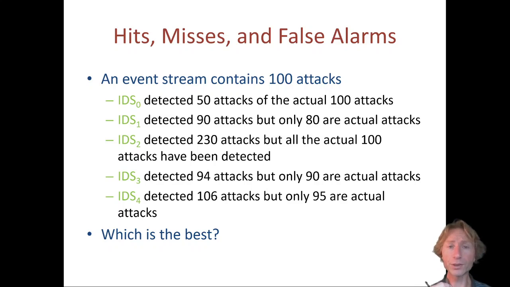Intrusion detection system 2 detects as many as 230 attacks, but at least all of the actual 100 attacks have been detected. IDS 3 detects 94 attacks, but only 90 of them are actual attacks. IDS 4 detected 106 attacks, but only 95 are actually attacks. Which of these intrusion systems is the best?